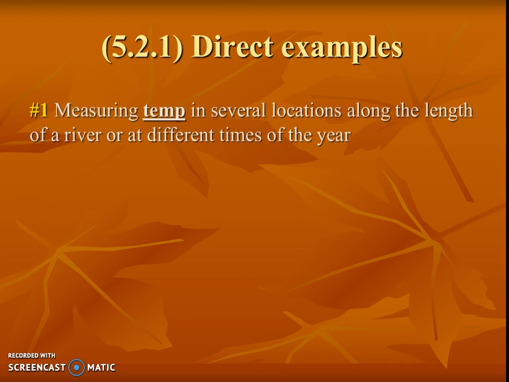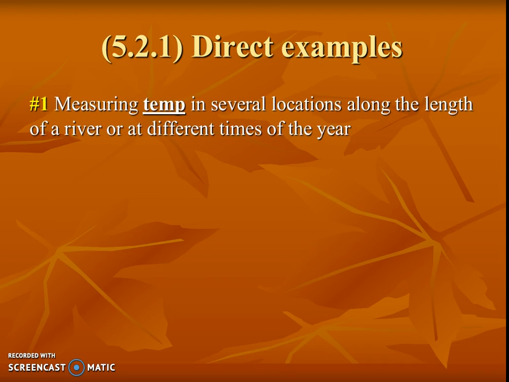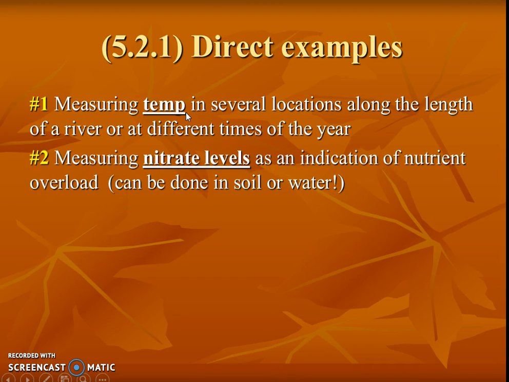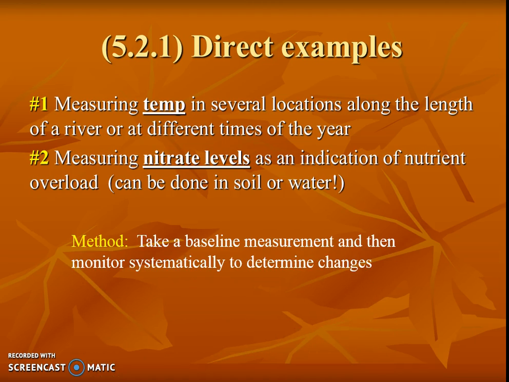Here are some examples: measuring temperature in several locations along a river at different times of year. That would be measuring the amount of thermal pollution. Measuring nitrate levels as an indication of nutrient overload. This could be done in water or soil. You would have to describe the method. So a method would be taking a baseline measurement and then monitoring systematically over time or in different locations to determine any changes.